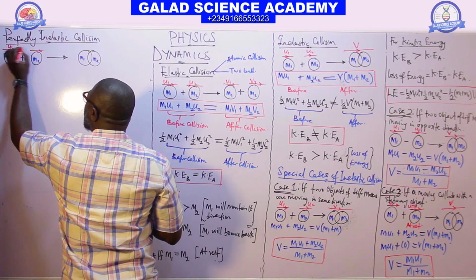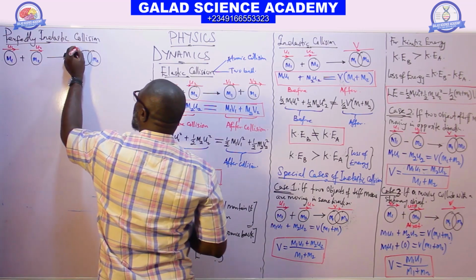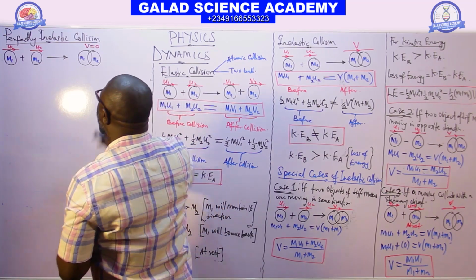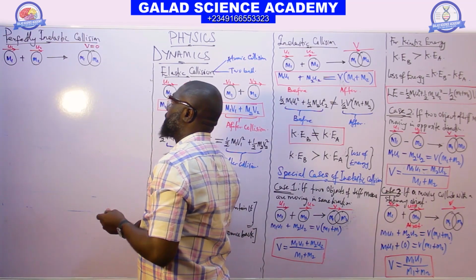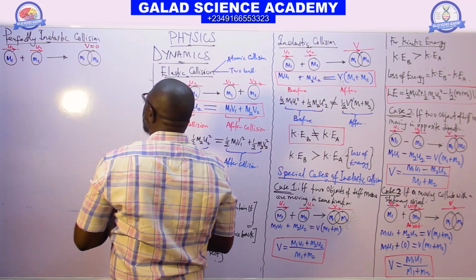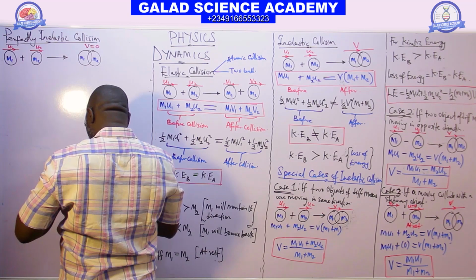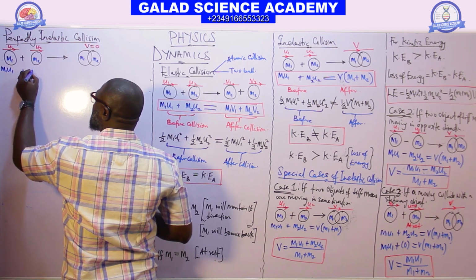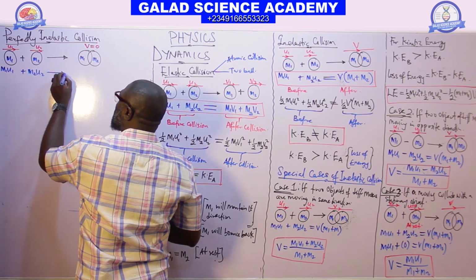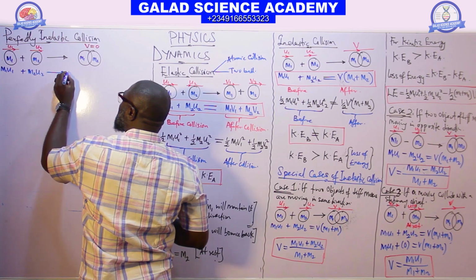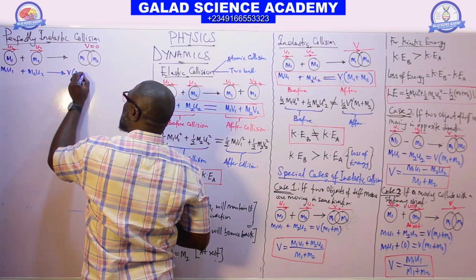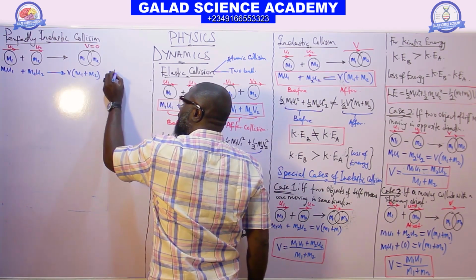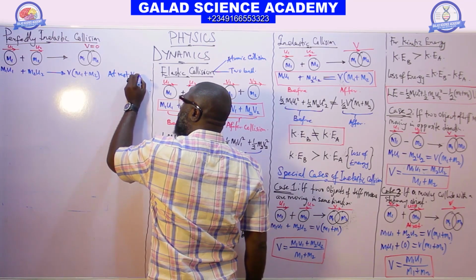U1, U2. Their V is equal to what? 0, because they are at rest. They are not moving. So we can now have M1 U1 plus M2 U2 to give us V equal to M1 plus M2. Note that the body is at rest, so V is equal to 0.